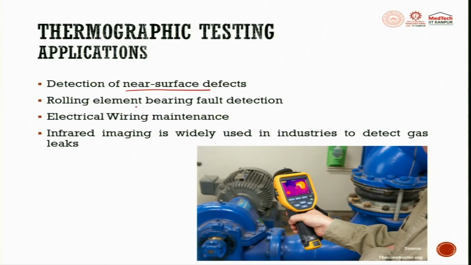The rolling element bearing fault detection could be done using thermal cameras. In electrical wiring maintenance, wherever the connections are weak, the wires would heat because the current is passing through, and there is a thermal flux that is coming out of it or leaking out of it. Infrared imaging is widely used in industry to detect gas leaks as well.